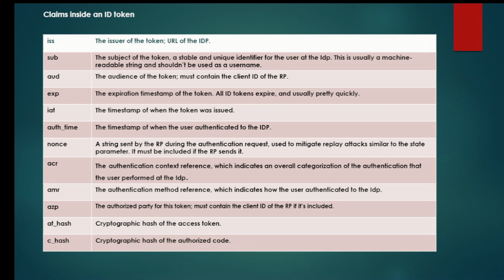It must be included if the relying party sends it. ACR, that is the authentication context reference, which indicates an overall categorization of the authentication that the user performed at the identity provider. I think you already know the context. We have seen it in the SAML case also. AMR, the authentication method reference, which indicates how the user authenticated to the identity provider. AZP, the authorized party for this token, must contain the client ID of the relying party if it is included. AT_hash, that is the cryptographic hash of the access token, and C_hash is the cryptographic hash of the authorization code. Okay, this is the basic thing.